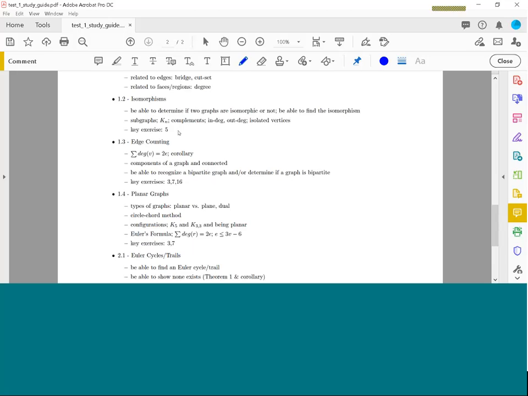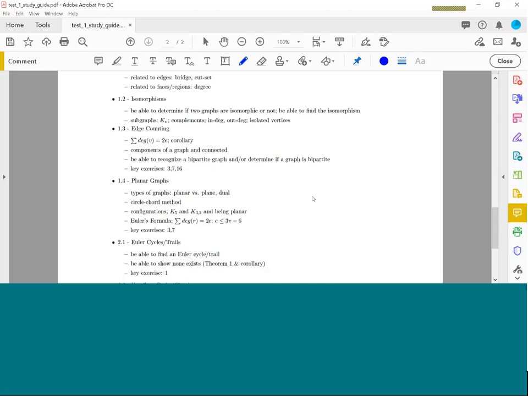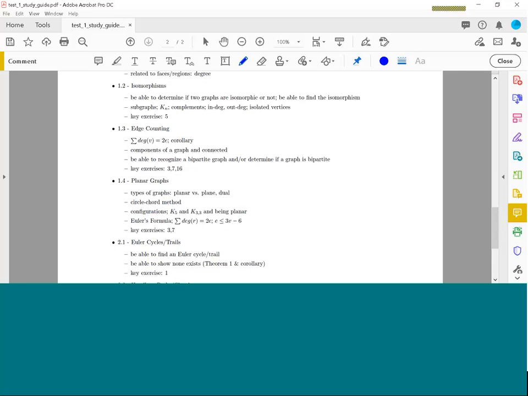And here, instead of saying just go over all the homework we've ever talked about and all the examples we've ever talked about, I went ahead and pulled out a sort of quintessential example in this particular section: exercise 5 from that section. And I did that same thing of key exercises for each of the sections. So in section 1.3 with edge counting, the big formulas are degree sum equals twice the number of edges, and there was that corollary that went with it. We also looked at how components of a graph relate to connected graphs.